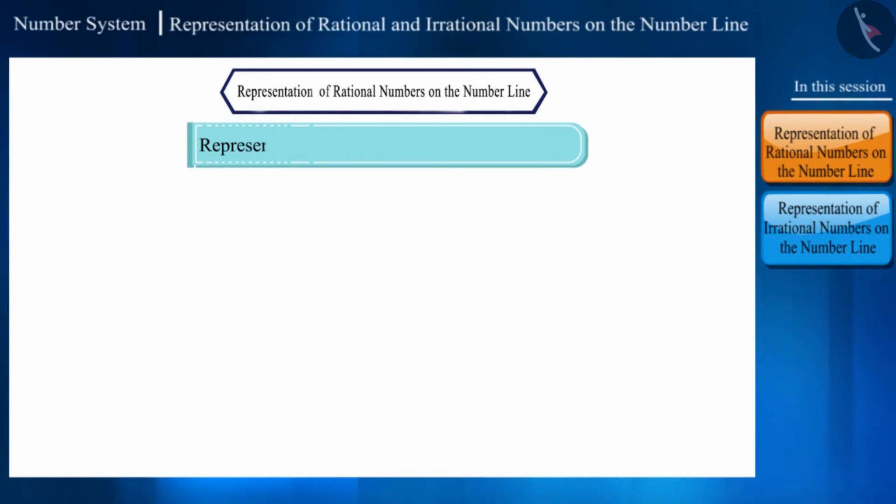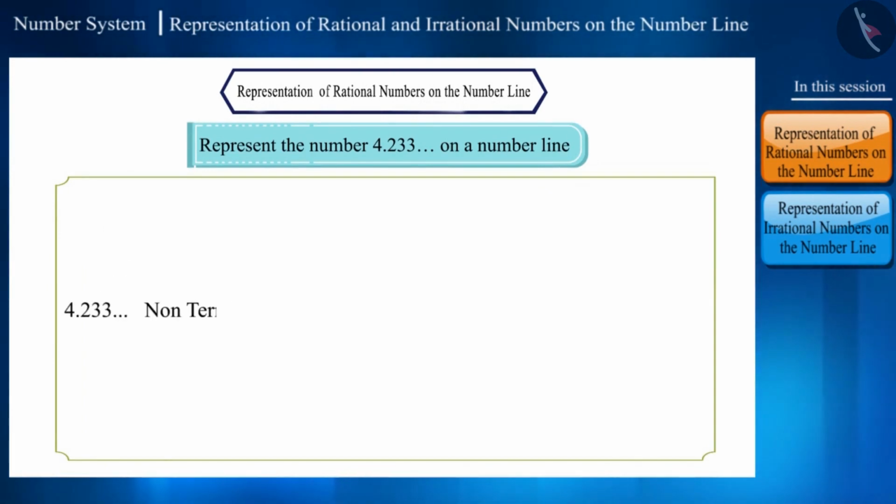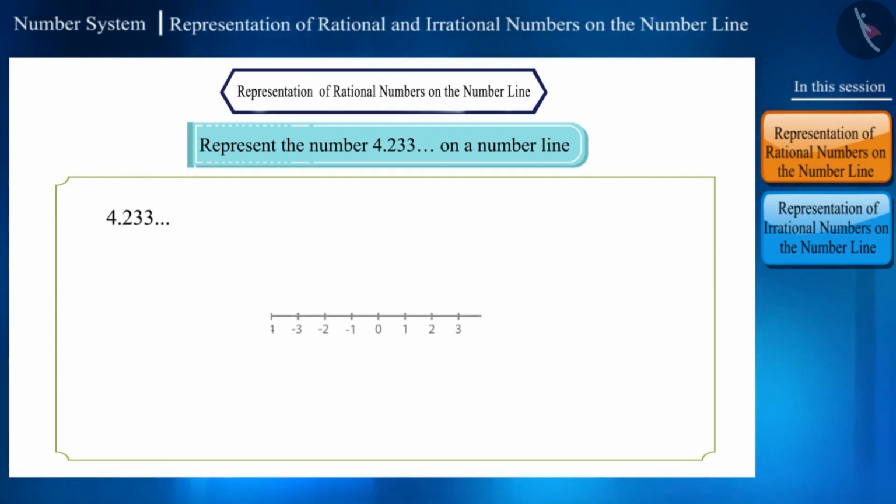Let's take one more example. Represent the number 4.233 on a number line. This is a non-terminating recurring number. How will we represent this on the number line? Let's see. Friends, this number will lie between the numbers 4 and 5. This is a large range, so locating the number at the right position would be difficult.